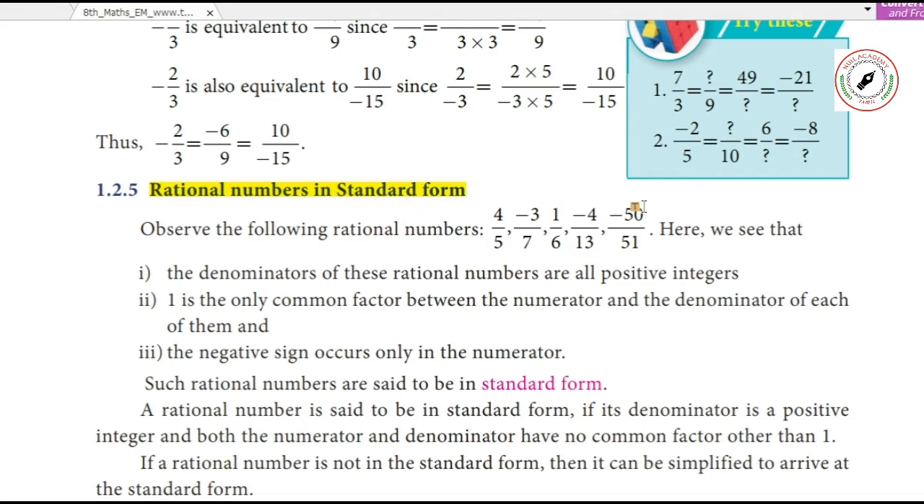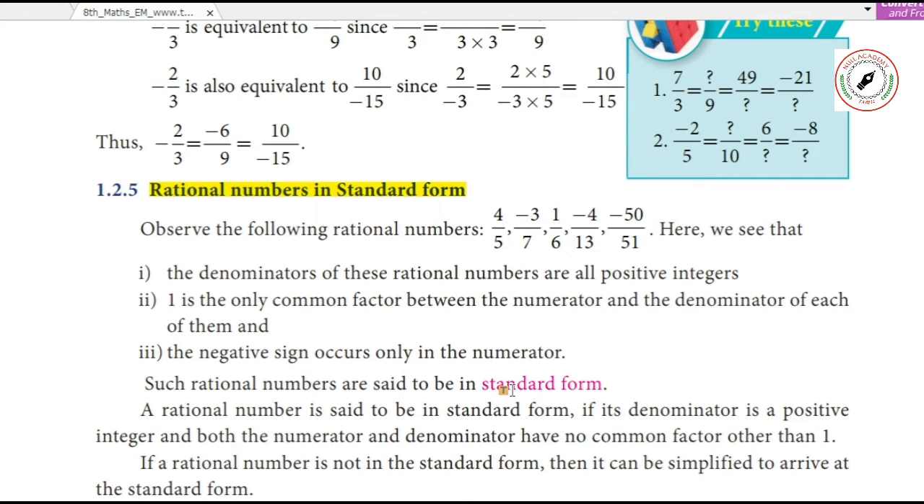Numerators contain a minus symbol, a negative symbol. And the third point, there is no common divider. Okay, there is no common divider, but only one. If a fraction is like this, then it is called standard form.